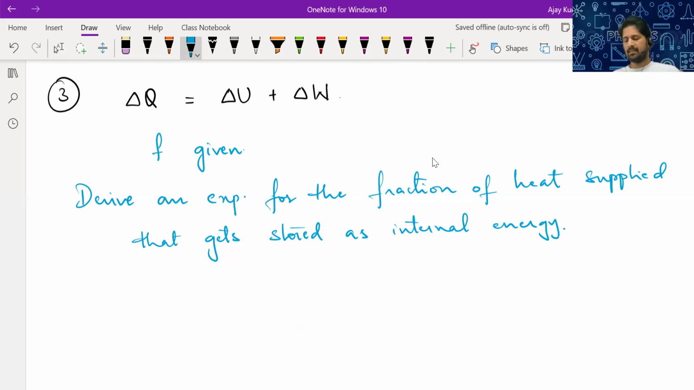Okay. One of you tell me how to proceed with this. Out of the heat supplied, how much is converted to internal energy is what we want to derive. What fraction is converted? So mathematically, how do we do this? I'll give you a minute. Think about it. Come up with some idea.